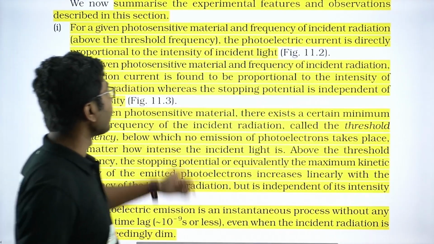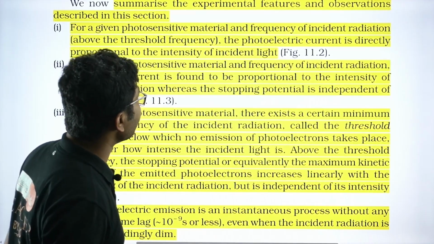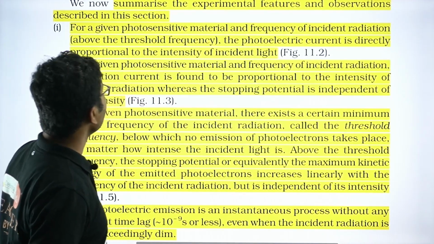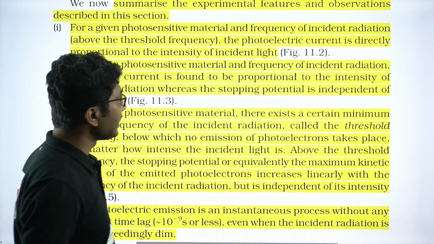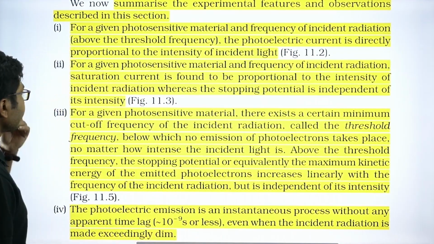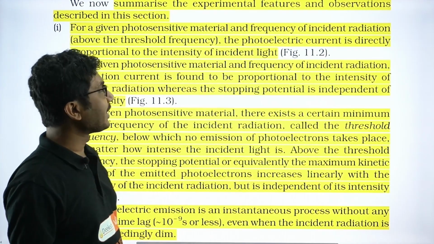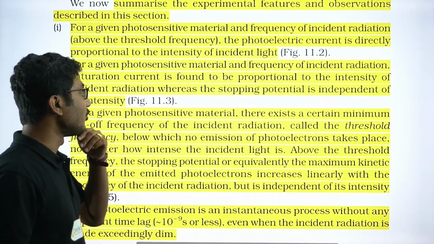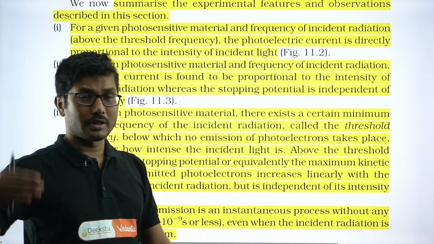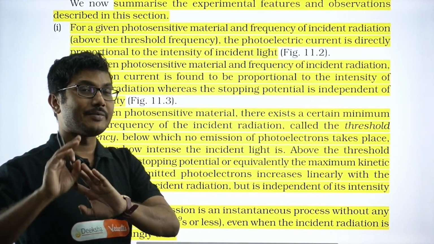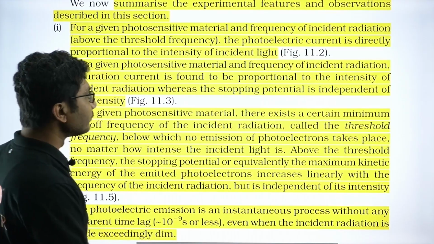For a given photosensitive material and frequency of incident radiation above threshold frequency, the photoelectric current is directly proportional to the intensity of the incident light. So current is directly proportional to intensity of light. For a given photosensitive material and frequency of incident radiation, the saturation current is found to be proportional to the intensity of radiation. Again, saturation current depends on intensity. Current is very important. Current depends on intensity.